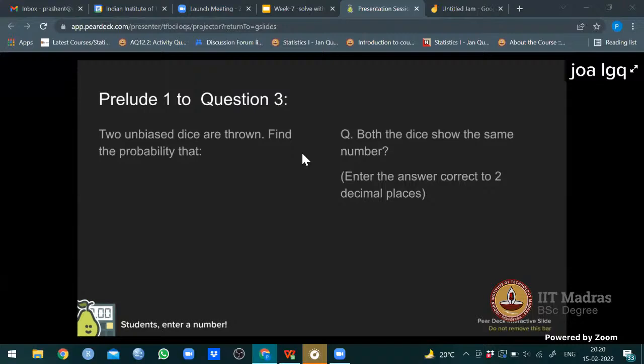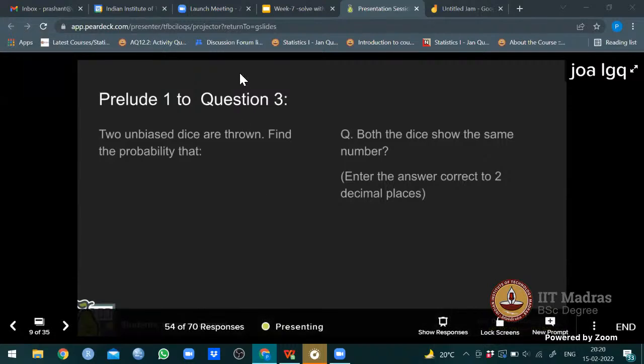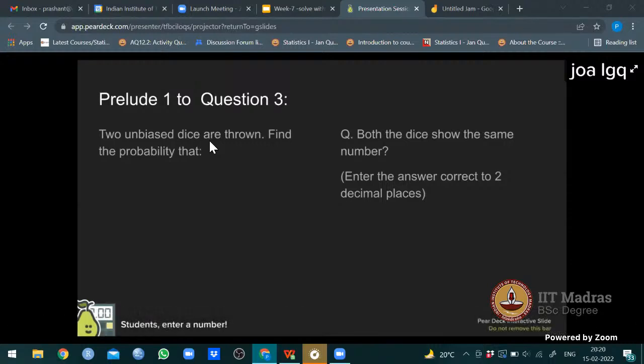Here we are not able to enter 1 by something like that. We cannot enter 1 by something. You have to convert it to decimal and write it in decimal form itself. And that's why I've written to enter the correct answer up to the decimal place.